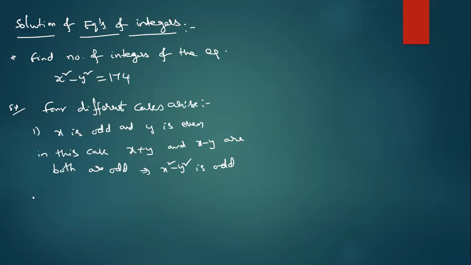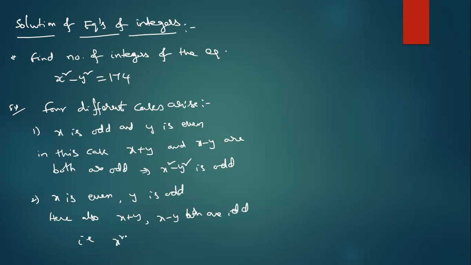Now see. Suppose x is even and y is odd. The same thing happens here. X plus y and x minus y are both odd, since even plus odd gives odd and even minus odd gives odd. So x square minus y square is odd. So this case also fails.